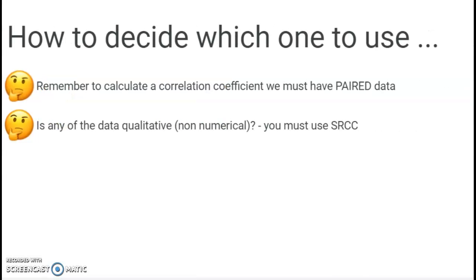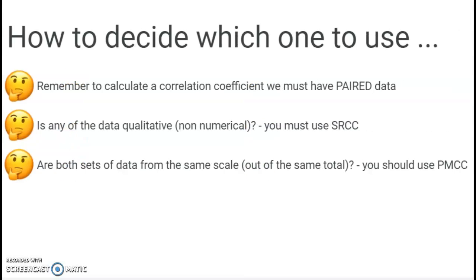The second point is we need to question if all the data is numerical or non-numerical. If we have qualitative data, if we have some of the results that are non-numerical, so for example, if you are looking at A-level grades, those are graded A, B, C, D, E, F, etc. And I can still put them in order from best to worst, but I cannot calculate a PMCC for letters. So I would have to use SRCC because I would have to rank them from first to last before I could then calculate the coefficient. So if I have qualitative or non-numerical data, I have to calculate SRCC.